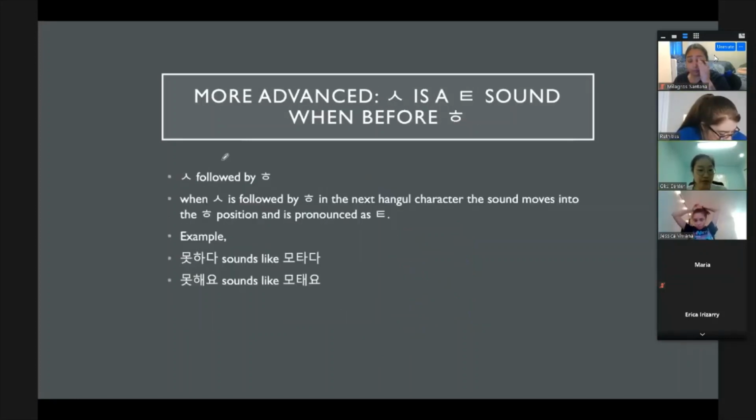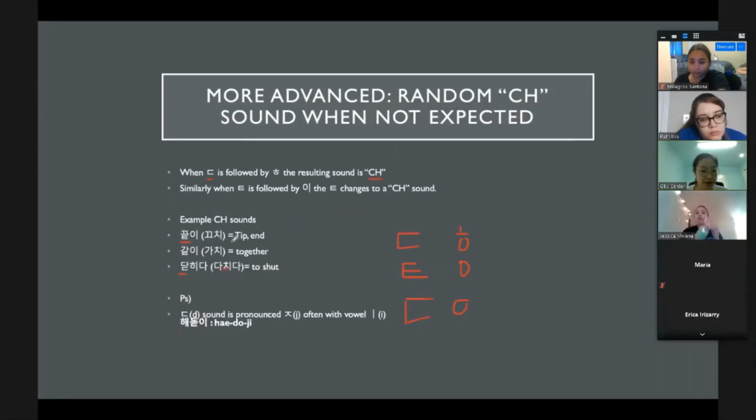And also we have a few more rules. You have the shield followed by him. Whenever you have a shield followed by him, it will change to a tiga sound, and then after the him, it will change to a heel sound. So for example, if I have to pronounce this one, 끝이. Can you repeat after me? 끝이. 끝이.